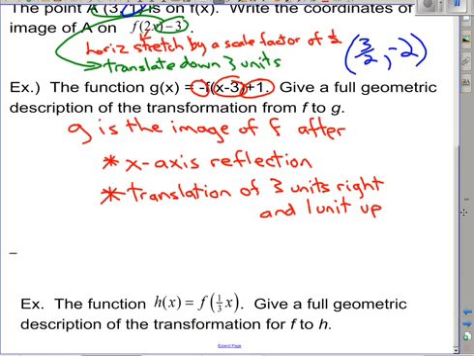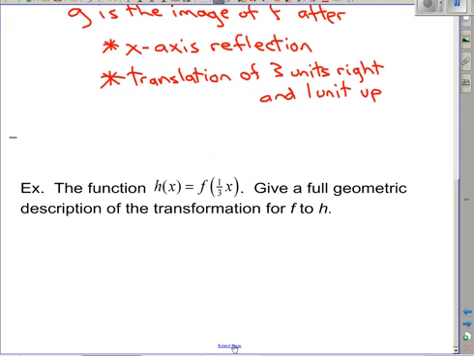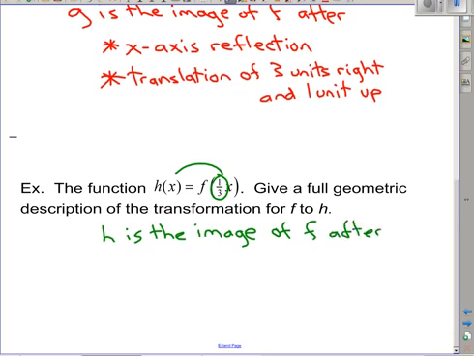The function h at x equals f at 1/3 x. Give a full geometric description of the transformation for f into h. So what's going on here to turn f into h? Well, we've got this 1/3 in front of the x. So h is the image of f after 1/3 beside the x. So we're talking about a stretch, a horizontal stretch.